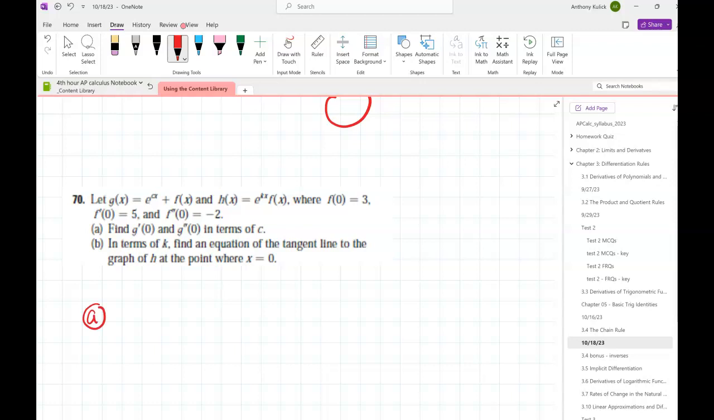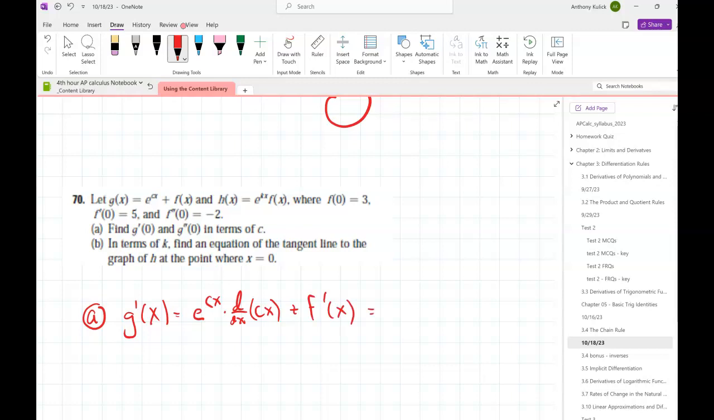So let's start there. g prime of x is going to be equal to the derivative of e to the cx, which requires a chain rule. The outer function is e to the x, so the derivative of that is just e to the x times the derivative of the inside. And the derivative of f of x is just f prime of x.